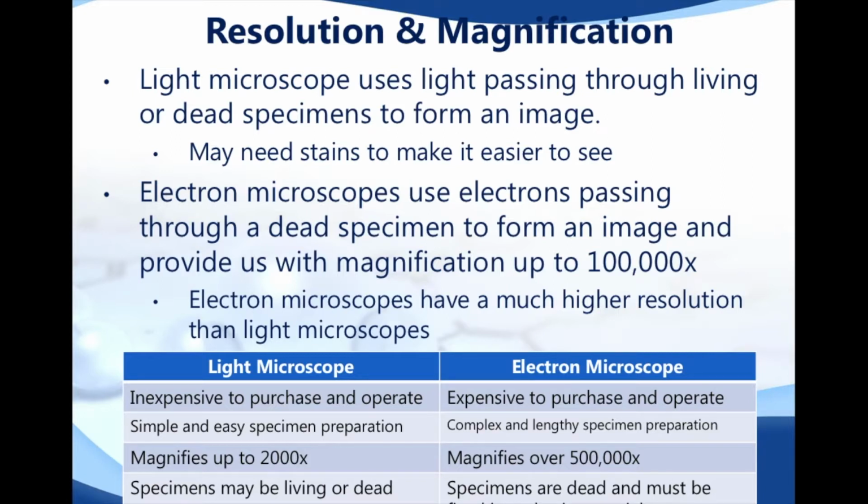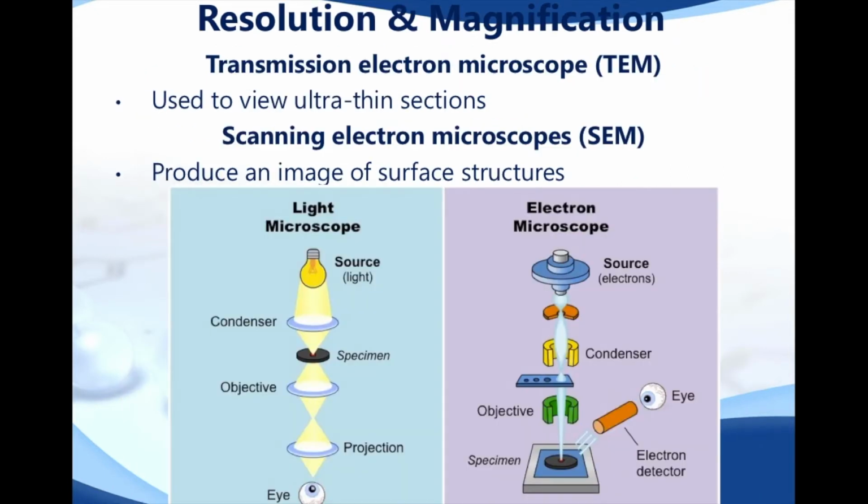So another key difference is the magnification. A light microscope can normally magnify up to around 2,000 times, in comparison to electron microscopes, which can magnify over 500,000 times. It is worth noting as well that some electron microscopes can magnify up to 2 million times. As we mentioned previously, they are very expensive. And another key difference is that the specimen must be dead in order for it to be viewed with the electron microscope.